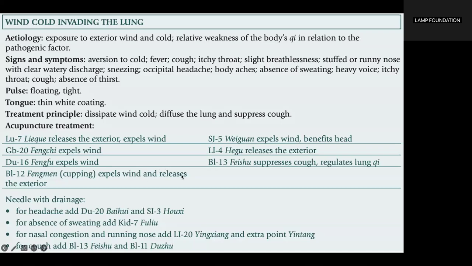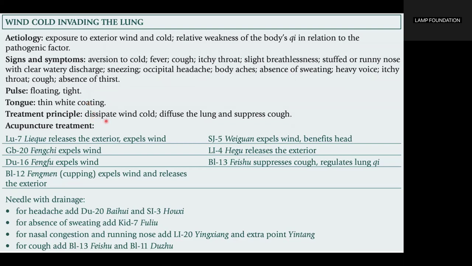So the etiology is exposure to exterior wind and cold, and relative weakness of the body's qi in relation to the pathogenic factor. Signs and symptoms, again, would be aversion to cold, fever, cough, itchy throat, slight breathlessness, stuffed or runny nose with clear watery discharge, sneezing, occipital headache, body aches, absence of sweating, heavy voice, and absence of thirst. And of course, the pulse would be floating and tight. The tongue has a thin white coating.